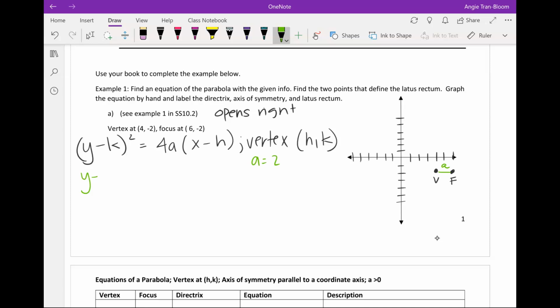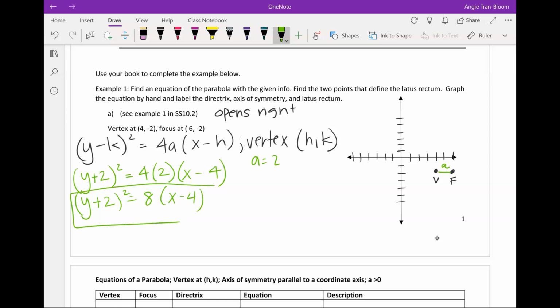All right, let's plug it in so we can at least get our equation. Y minus k happens to be a -2, so can I just straight up write y plus 2 squared equals 4 times a value, which is 2. And then what's h? 4, right? Because the vertex is h comma k. So we're going to simplify this. Quantity of y plus 2 squared equals 8 times x minus 4. We are going to box it up because it says, give me the equation. We got the equation. We'll check that off.